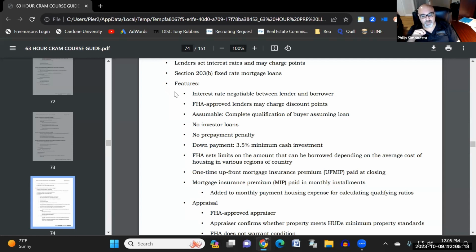FHA sets the limits on the loan amount that can be borrowed depending on the average cost of housing in various regions of the country. Okay, there's a one-time upfront mortgage insurance premium. It's UFMIP. It's a one-time upfront premium that's due at closing. So there is a mortgage premium you pay at closing.